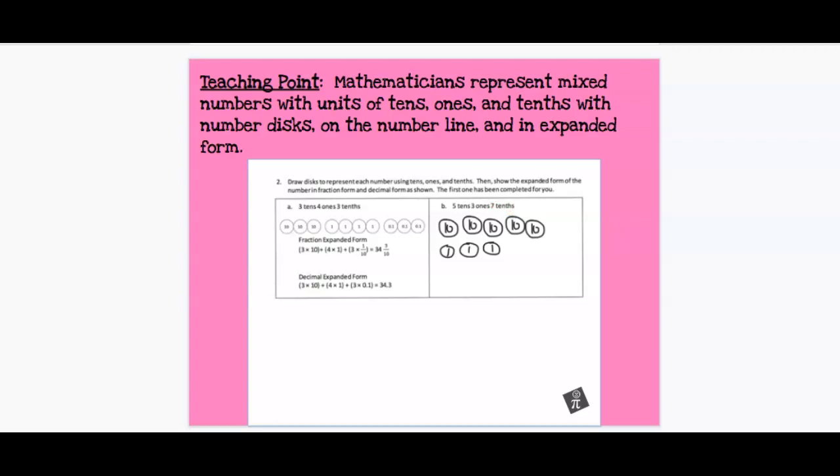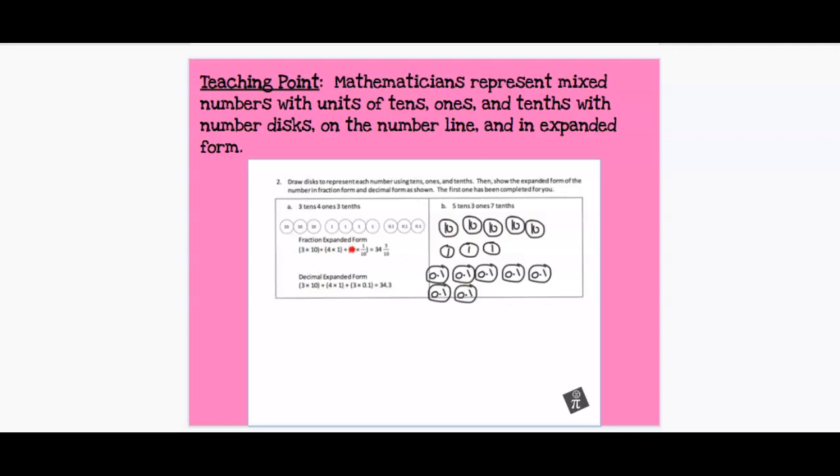So 7/10. So that's going to be a 0.1. And we need 7 of those guys. And so 1, 2, 3, 4, 5, 6, 7. So in fact, let me put it in 10 frame format. So we got the 5 plus the 2 more. So there's our 7. So there is our value using place value discs.